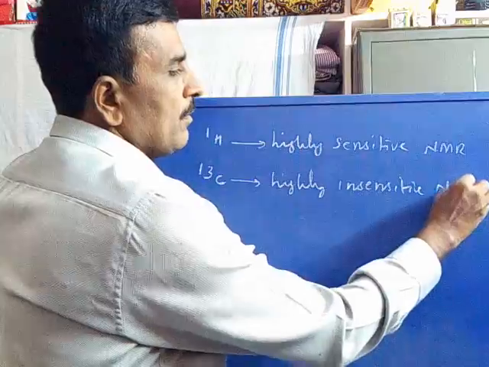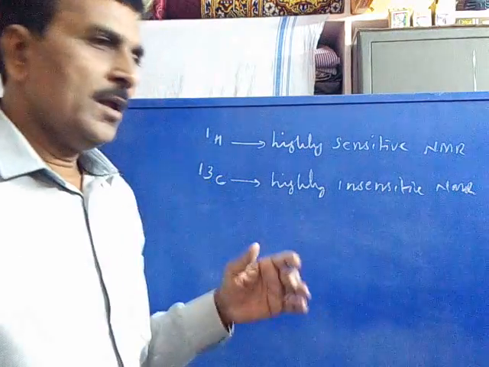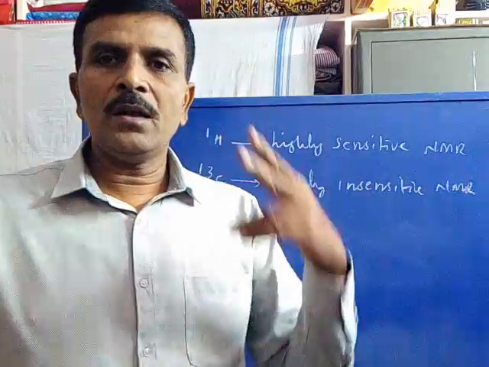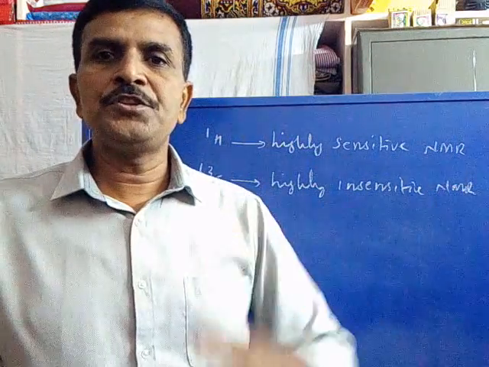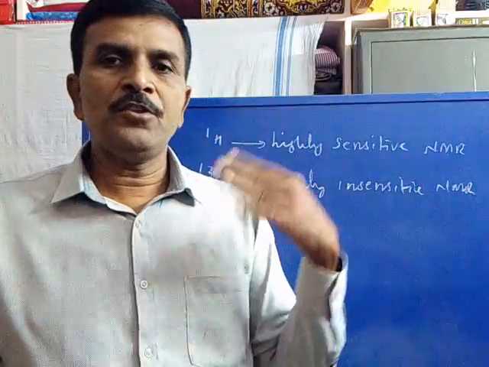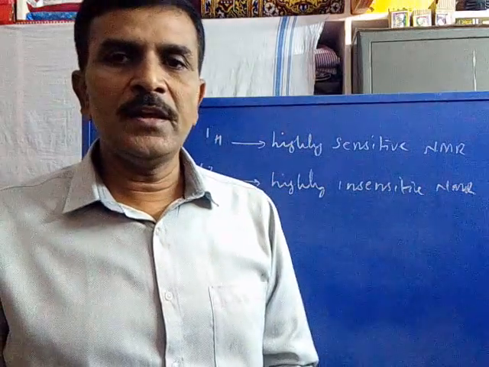Highly insensitive to the NMR. So within one molecule there are two types of nuclei: a sensitive nucleus and an insensitive nucleus. The sensitive nucleus is a proton, and the insensitive nucleus is a carbon.